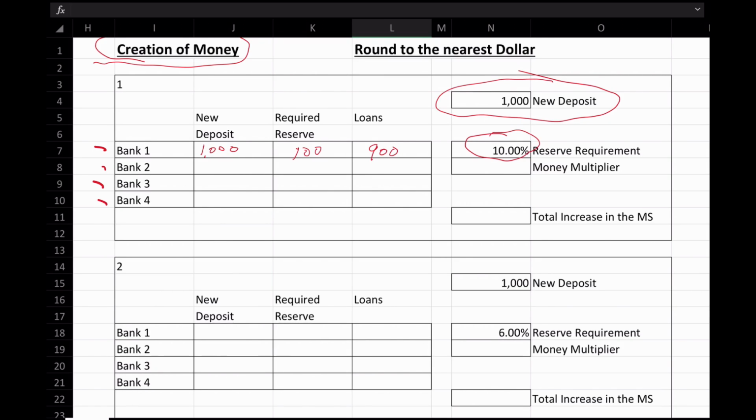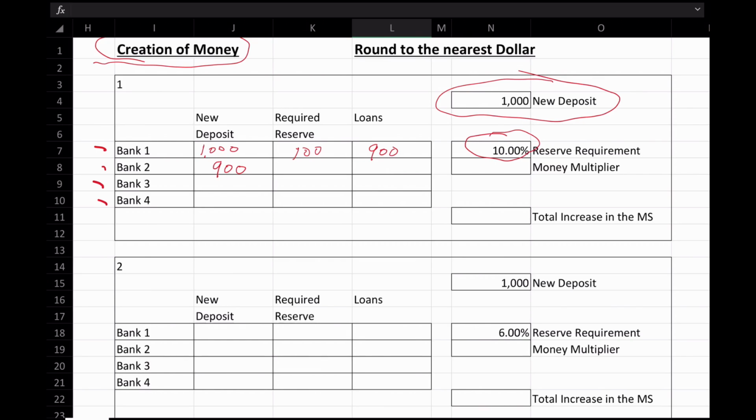So bank number 1 then loans to another customer $900 to buy a used car. The customer goes to the car lot, buys the used car, gives the $900 to the car dealer. The car dealer now has $900, and he goes to his bank and makes a deposit in his bank, which is bank number 2. So he makes a deposit for $900 in bank number 2.